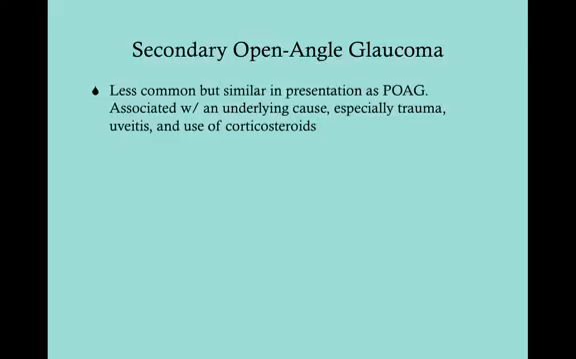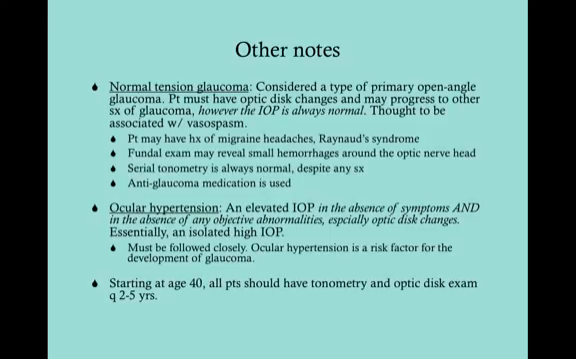All right. So secondary open-angle glaucoma, I don't want to talk about too much. This is essentially identical to primary open-angle glaucoma, but it's associated with an underlying cause. So trauma, uveitis, corticosteroids, etc. Some other notes. Normal tension glaucoma is considered a type of primary open-angle glaucoma because it's a glaucoma that develops in the setting of a normal angle.